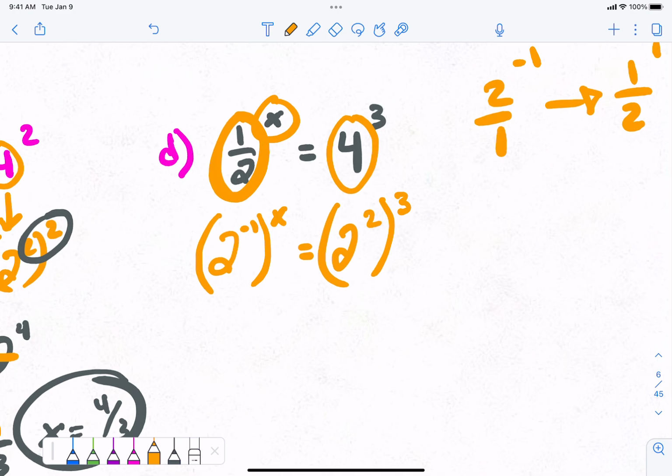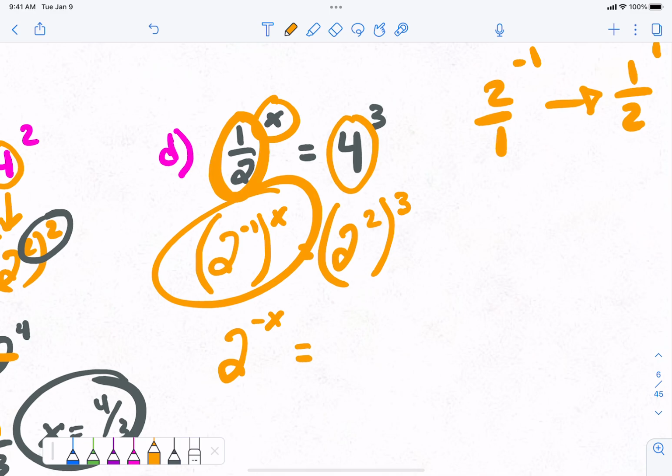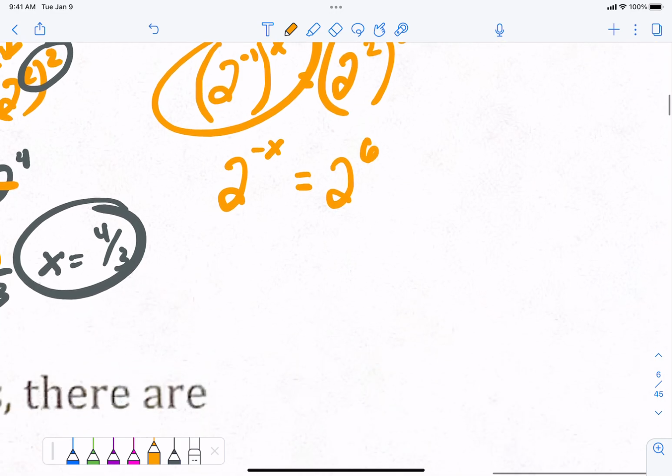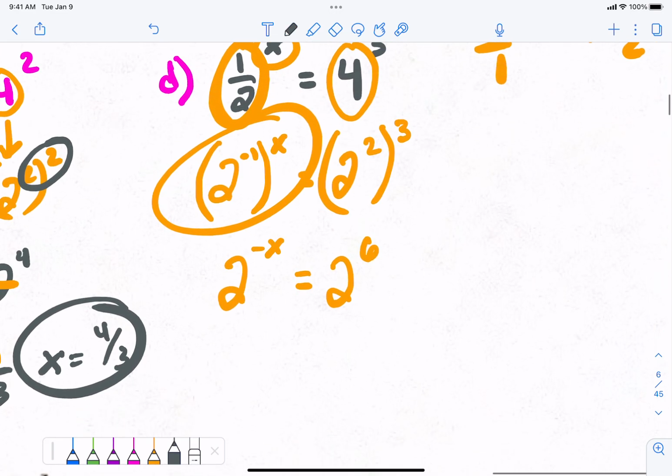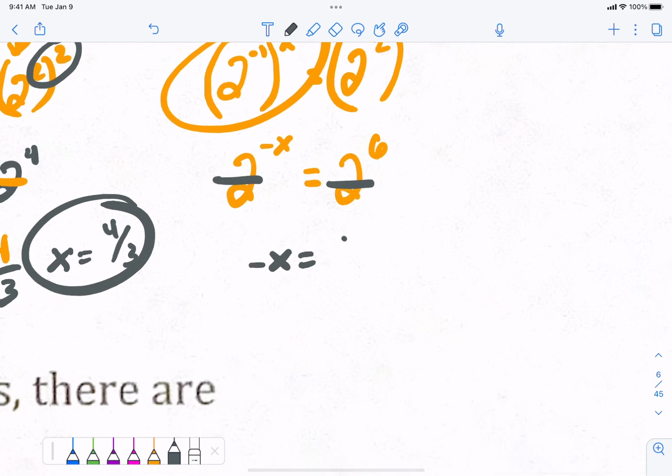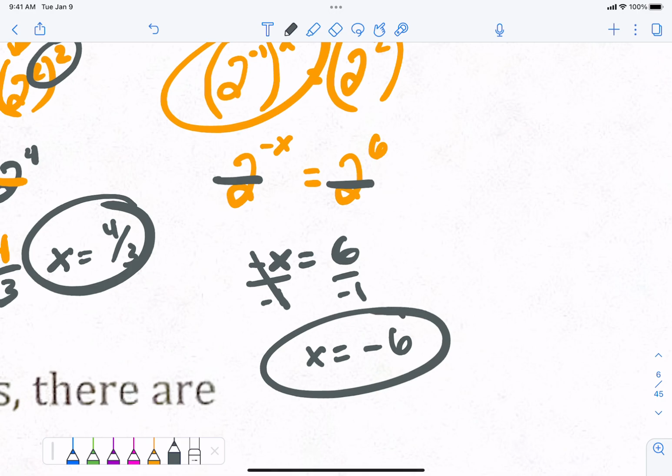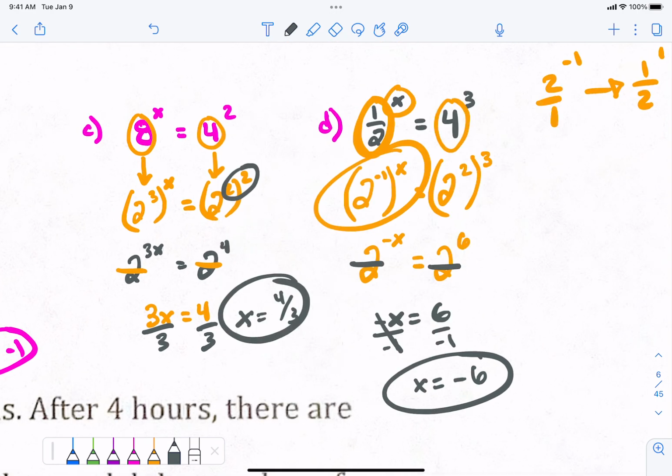Then I have my bases that are 2. So if I combine, this is 2 to the negative x equals 2 to the how much? 6th power. Does that make sense? If you have a 1/2, you're just going to make it -1 or whatever exponent. Then what? The 2's cancel. So I have -x equals 6. And then I'm going to divide by -1. x equals -6.